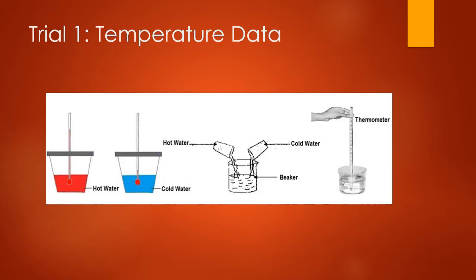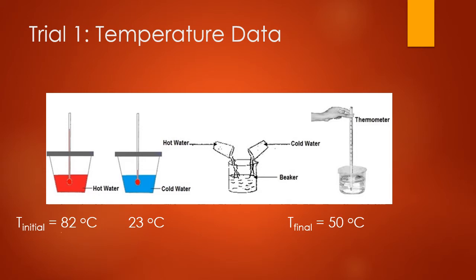Next, we need to get our temperature data. So you'll notice there are two trials in this lab. This is just the mass data and temperature data for trial 1. So we get the hot water and the cold water. We have massed them, so now we take the temperature right before mixing them. Once we have the temperature of the hot water and the cold water, we mix them and then get a final temperature.